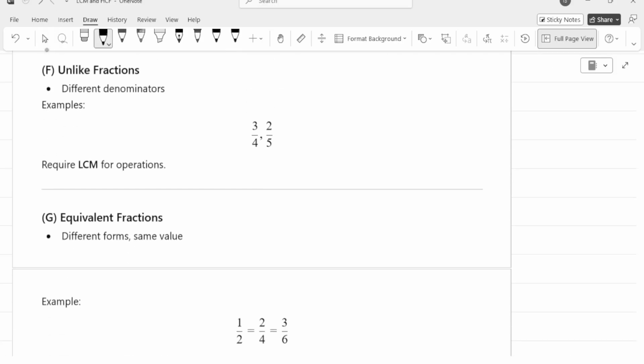Now, unlike fractions are difficult. We take the LCM, 3 upon 4 for example, and 2 upon 5. First we take the LCM, then cross multiplication. I can explain both methods.